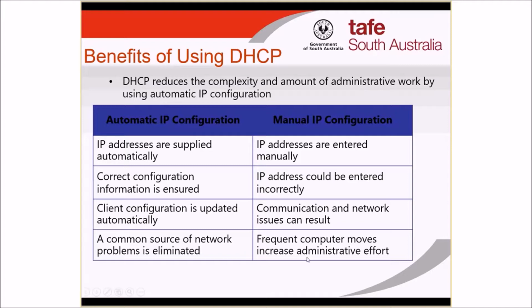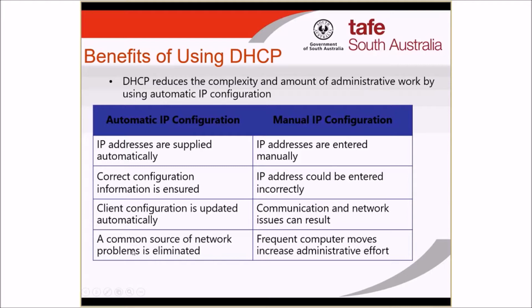So with a DHCP server, you can automatically configure IP addresses. You can correctly configure information such as DNS, gateway, and so forth. Client configuration is updated automatically. So if you decide, hey, my DNS server is not working, I want to use this other DNS server, I don't have to go back to those 1,000 computers and manually change it. I can actually just update my settings on my DHCP server, and basically those computers will get it next time.